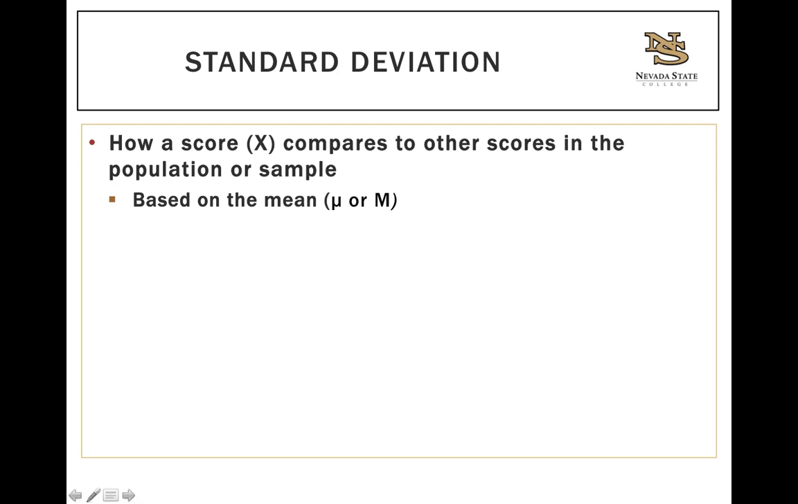Now, if you're talking about the population, this means that you will represent it with the letter mu. If you're talking about the sample, we'll represent the mean with the large letter M. Now you'll need to keep your statistical notation in check here because we're going to start using it a lot.